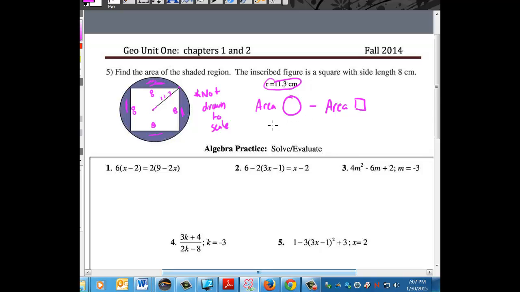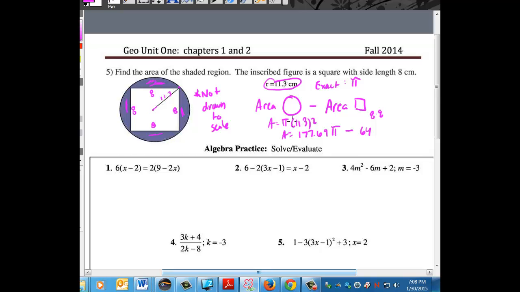For the circle, we're going to start off with area is equal to pi and then 11.3 squared. Now, in the problem, it does not say what kind of answer that they want. Let's first assume they're looking for an exact answer. If they want exact, we have to leave the answer in terms of pi. So 11.3 squared is going to be 177.69, and then we have to leave the pi in there, and then minus, well, the area of the square is easy. It's going to be 8 times 8, which is 64.